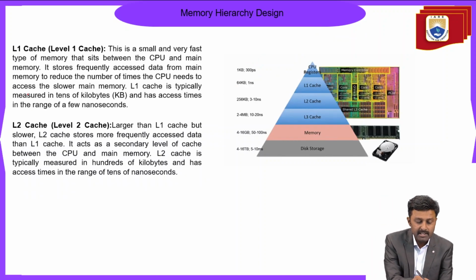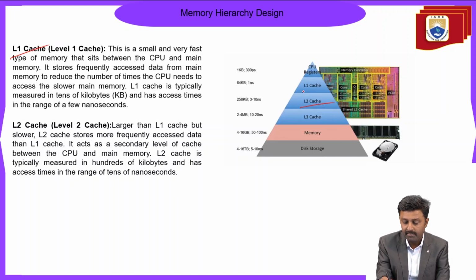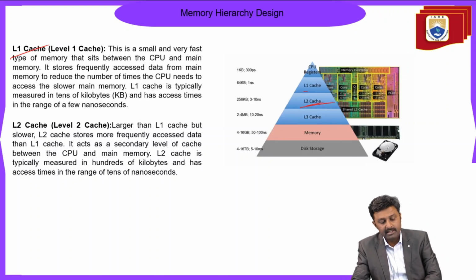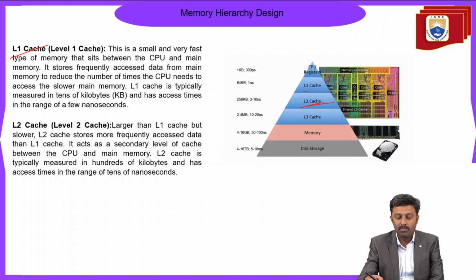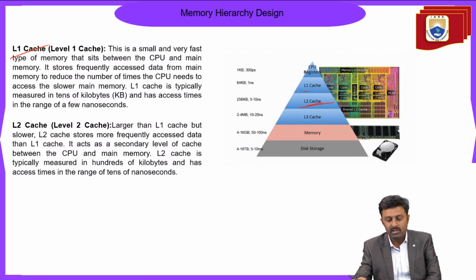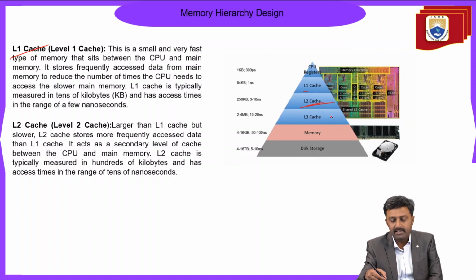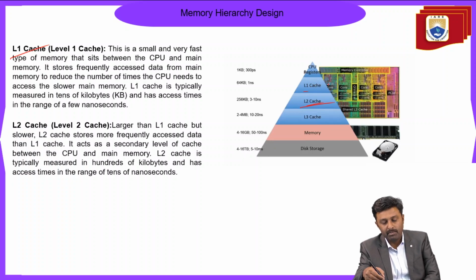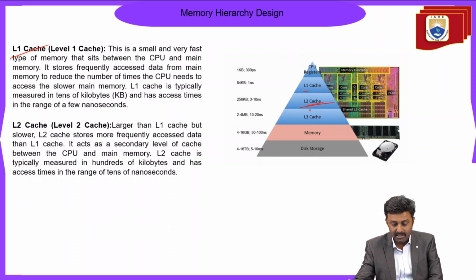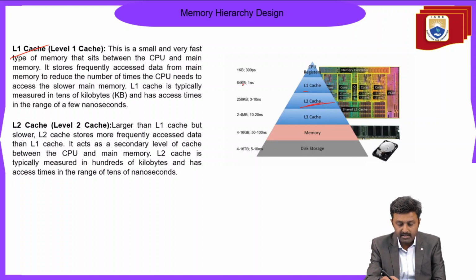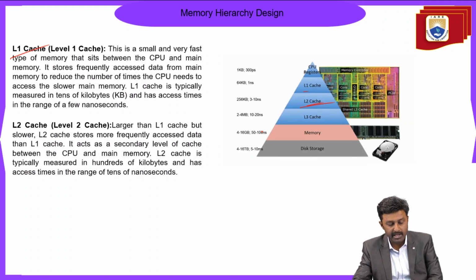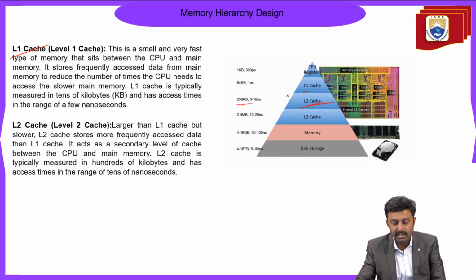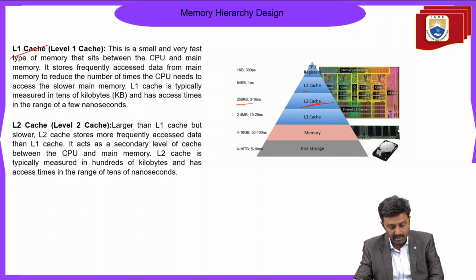Then the next level is the L2 level. Compared to the L1 level, L2 is slower. As we go from top to bottom, the speed reduces. The memory is designed in such a way that the top L1 cache is the fastest, and L2 is less fast than this one. The L2 cache is 256 KB with a delay of 3 to 10 nanoseconds.